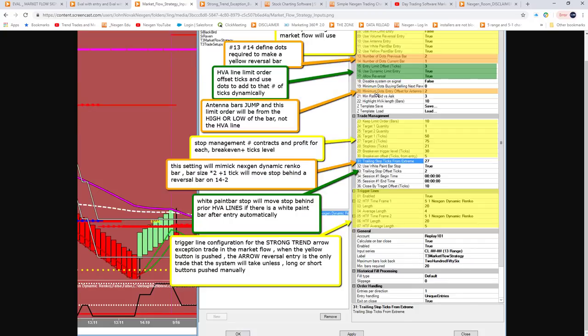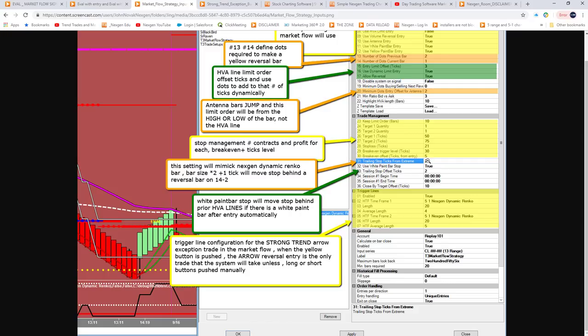Our software now will automatically trail stops for you. So when you have a 5-1 reversal bar or an 8-2 reversal bar or a 14-2 reversal bar, basically what you want to do is take the dynamic Renko bar size, multiply it times 2, and add 1 to it. So for example, a 5-1 reversal bar would be 11 ticks. So, again, if you're using this input on a 5-1 Renko chart and a 5 range, you want to have that as 11. It should be 29 for a 14-2 chart, not 27.